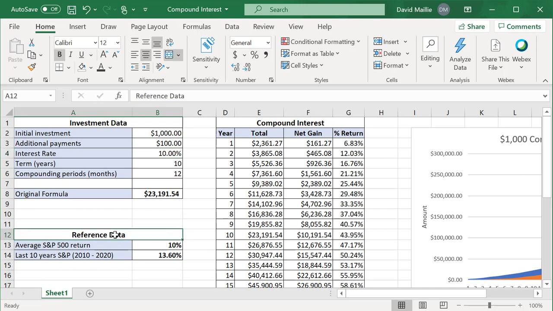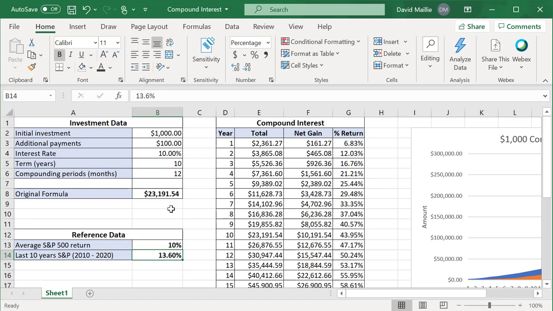Well, down below here, just for reference, I want to show you the average S&P return of all time is 9.998 or something like that. So it's basically 10%. So if you were to look at it for the last 10 years, it's actually 13.60%. So what I want to do is look at it as 10%, and I want to assume, let's just say 10% for each year, right?